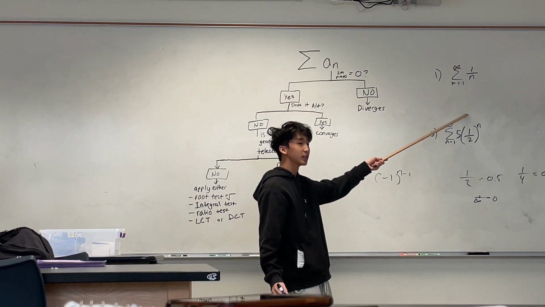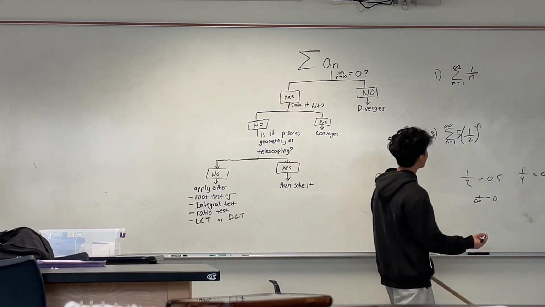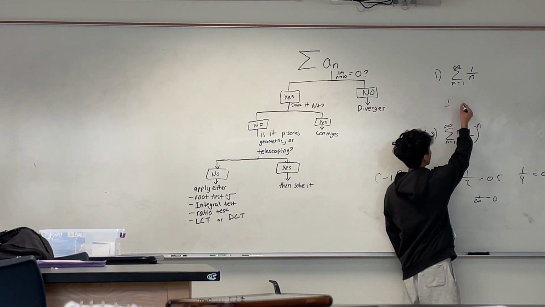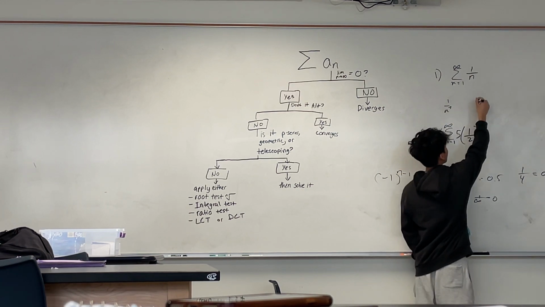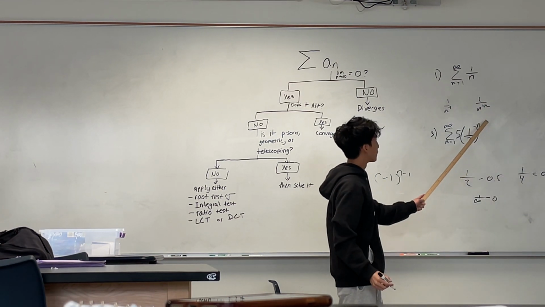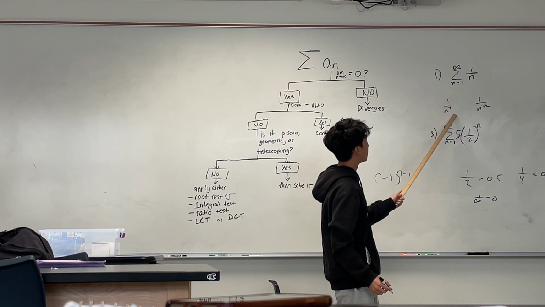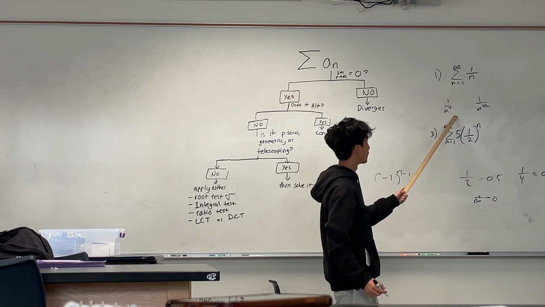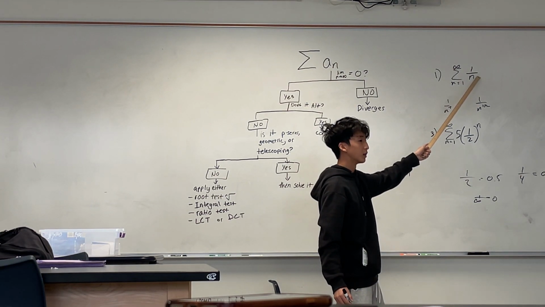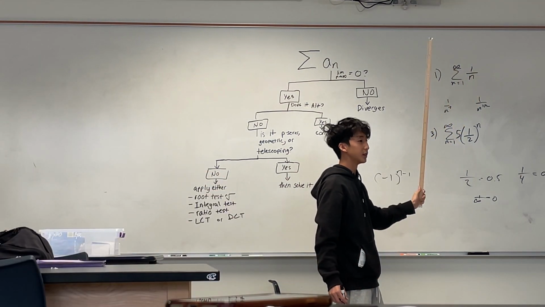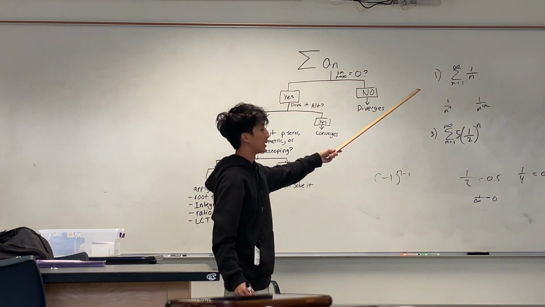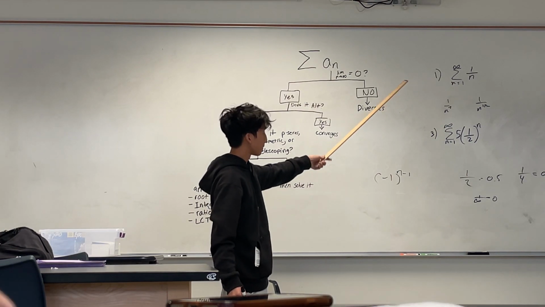This is a p-series. It's a special p-series. It's 1 over n. The p-series you guys are used to is like 1 over n to the third, or 1 over n to the 1/2, right? If it's 1 over n to the 1/2, it diverges. If the p is greater than 1, it converges. But if the exponent is equal to 1, it's called a harmonic series, and it diverges. So we can stop right here, and we can just conclude that it diverges for number 1.